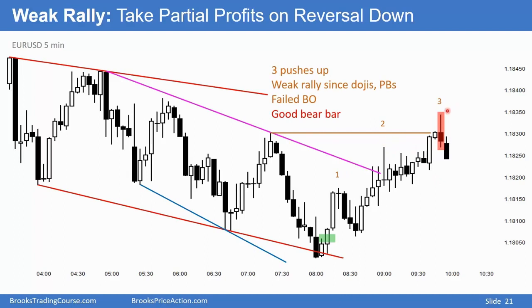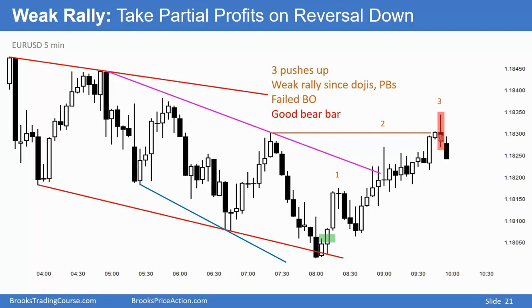3 pushes up, 1, 2, 3. A weak rally, lots of dojis and pullbacks, a lot of pullbacks on the way up. Probably a bull leg in a trading range. We broke above this high, just like bulls were buying every new low on the way down and making money. Bears will start selling every new high and willing to scale in higher, expecting to make money on at least a drop big enough for a scalp.